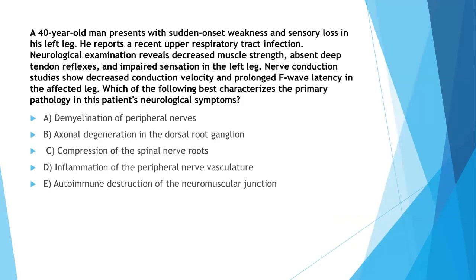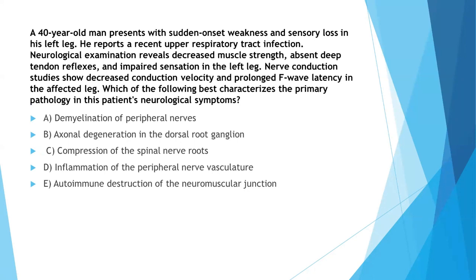Now let's do one more question here. Which of the following best characterizes the primary pathology in this patient's neurological symptoms? A 40-year-old man presents with sudden onset weakness and sensory loss in his left leg. He reports a recent upper respiratory tract infection. Neurological examination reveals decreased muscle strength, absent deep tendon reflexes, and impaired sensation in the left leg. Nerve conduction studies show decreased conduction velocity and prolonged F-wave latency in the affected leg. Which of the following best characterizes the primary pathology in this patient's neurological symptoms?